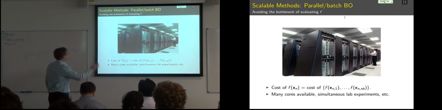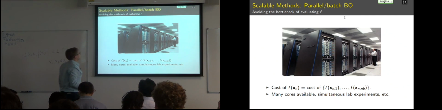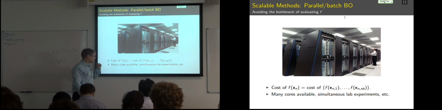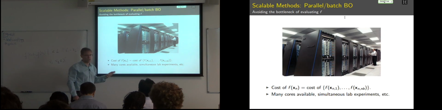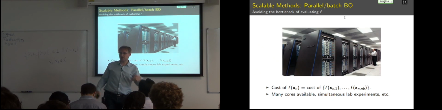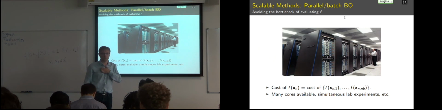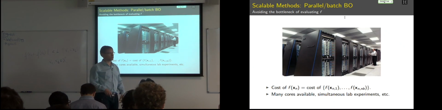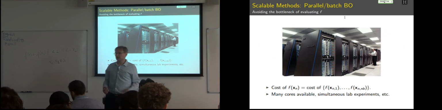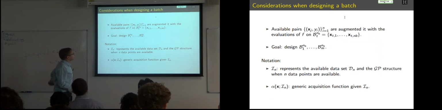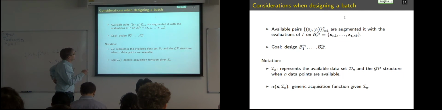So I'm going to mention now something we have been doing here about how to scale Bayesian optimization. Imagine that the price of evaluating the function in one location is the same as evaluating the function in many locations. Computationally, this may be because you have many cores to do that, or in an experimental setting, because running parallel experiments in the lab is as cheap as running just one. So I'll go just briefly over this.